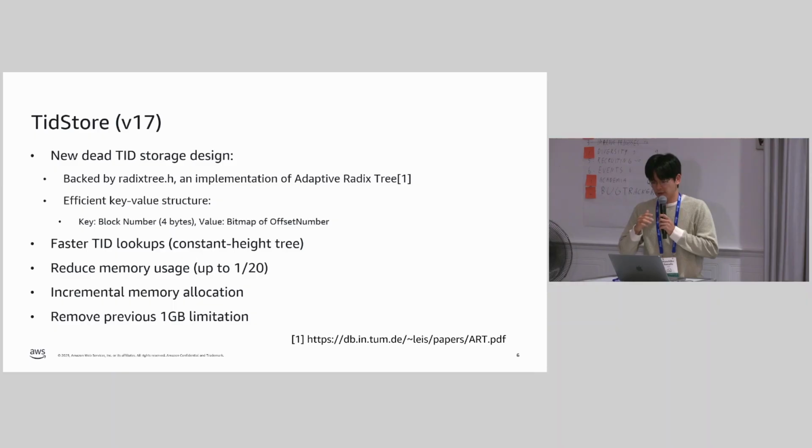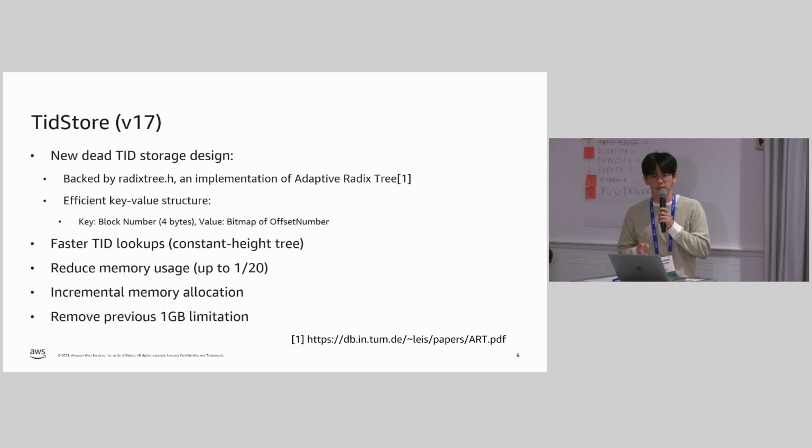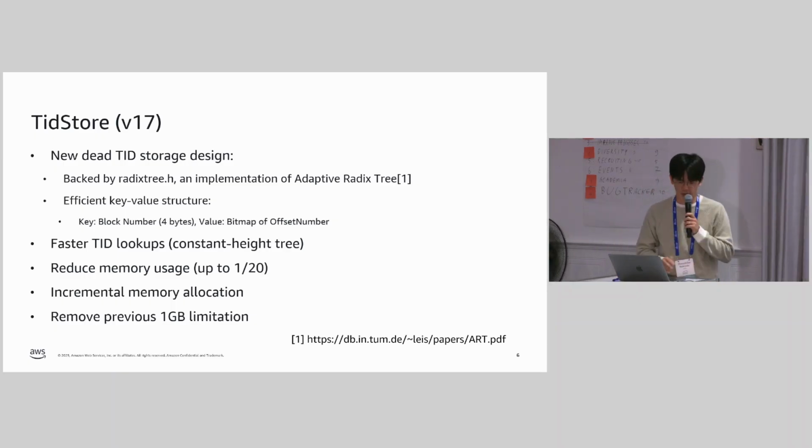So if you are using Postgres 16 or earlier and having a vacuum performance issue, I would strongly recommend updating to Postgres 17, because it's much faster than previous versions, it's very efficient, and we no longer have the 1 GB limitation.